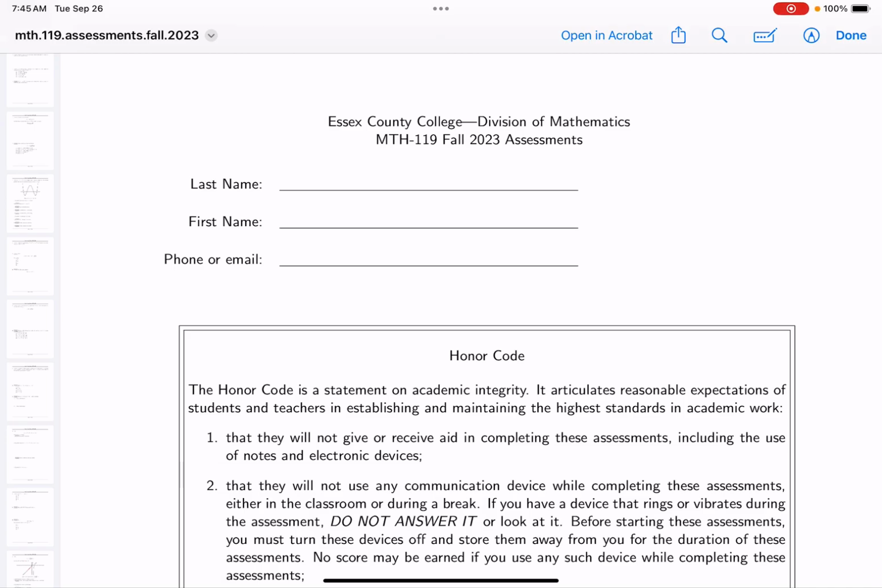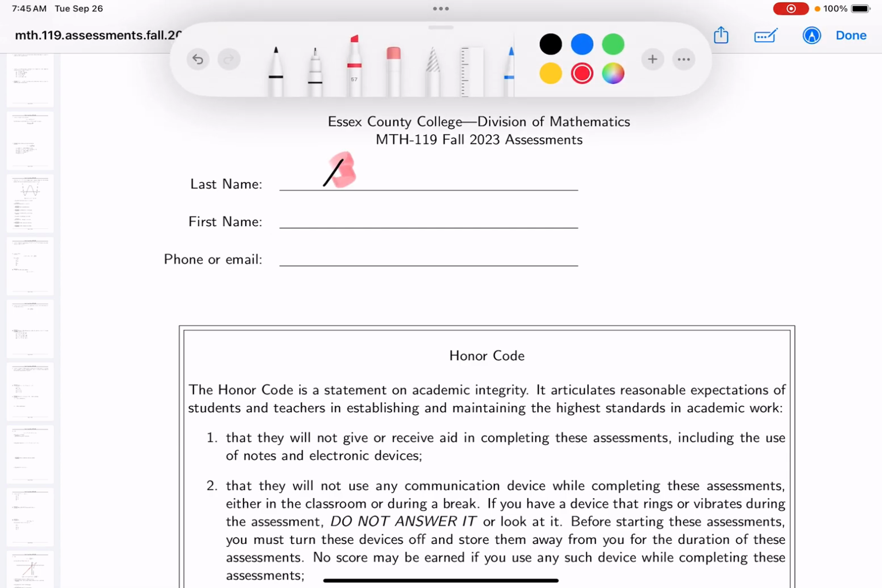Okay, exams certainly are stressful situations. Let's go through it. I'll put your last name down. My last name is Bannon. Whoops. Get my eraser out.